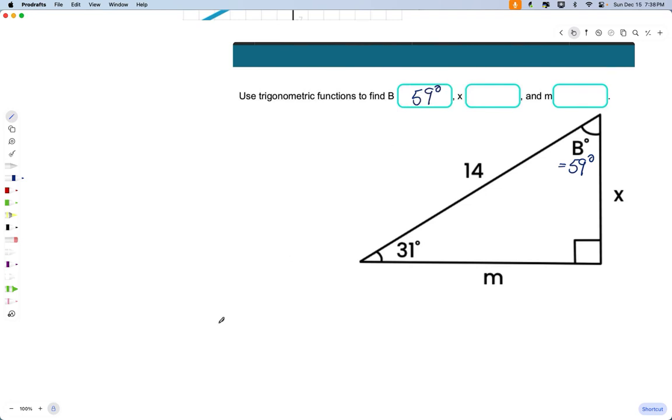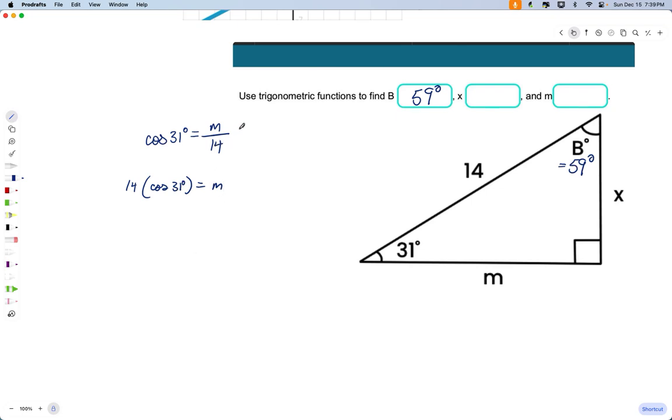All right, so now that we have B, we can find X and M. If I want to find the adjacent side to 31 degrees, that would be M. So adjacent, that's going to be cosine. So the cosine of 31 degrees is equal to adjacent over the hypotenuse. And the hypotenuse is 14. So that's going to be 14 times the cosine of 31 degrees is going to be the value of M. I just multiplied both sides by 14.